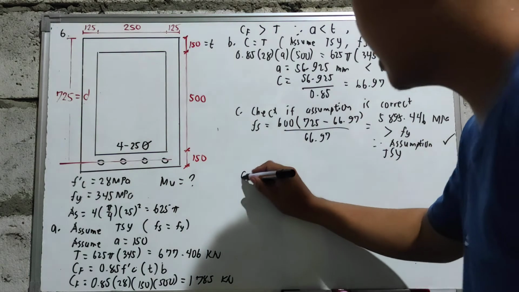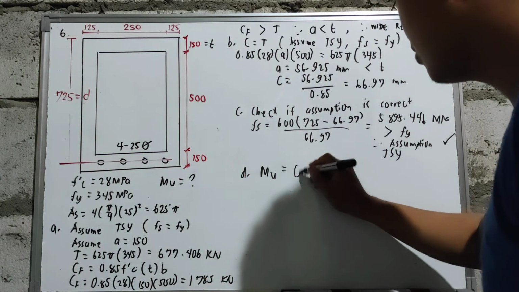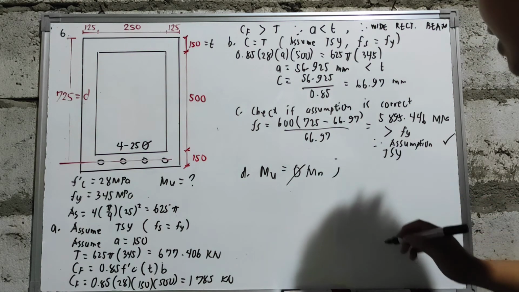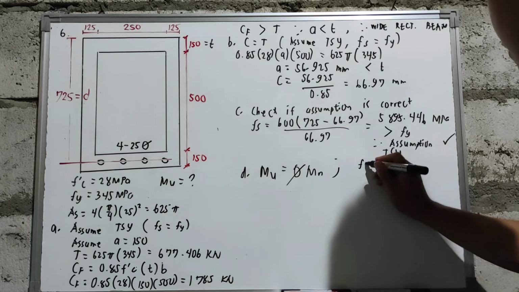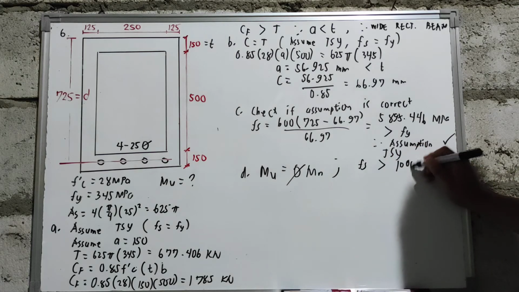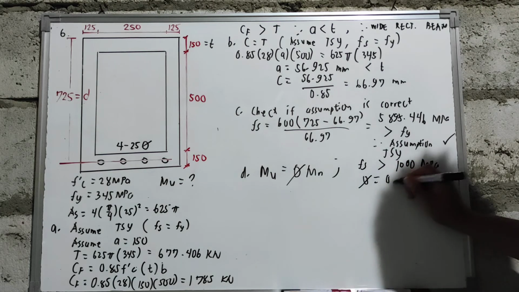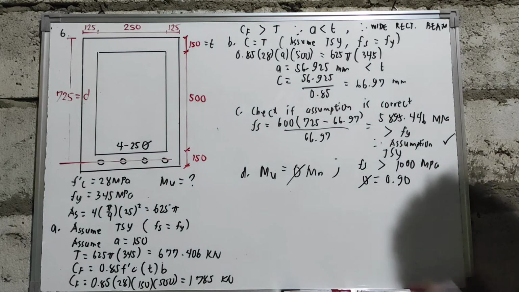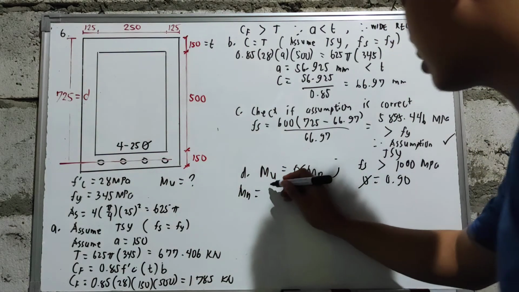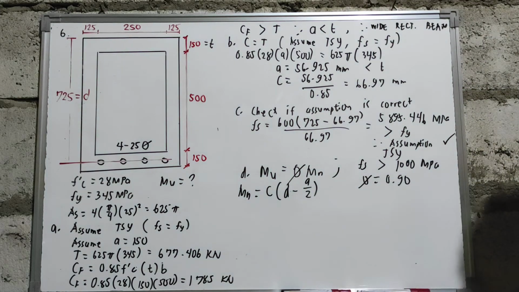So, with that, since nag-yield na yung bakal natin, let us now calculate for the value of your ultimate moment capacity, which is denoted by reduction factor multiplied by the nominal moment. So, what will be the value of your reduction factor? Since the value of your Fs, which is equal to 5,000 plus, is greater than the 1,000 megapascal na limiting value natin, therefore, the value of your reduction factor is now equal to 0.90. So, hanapin na lang natin yung value ng nominal moment natin, which is denoted by C multiplied by the moment arm of D minus A over 2.